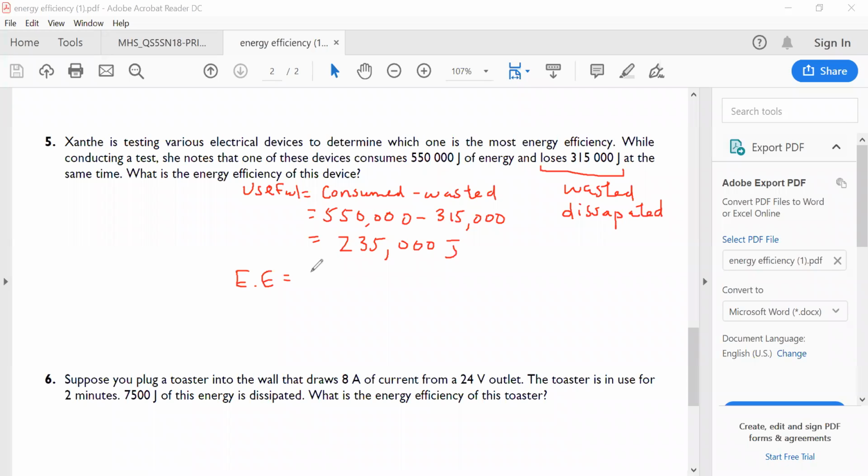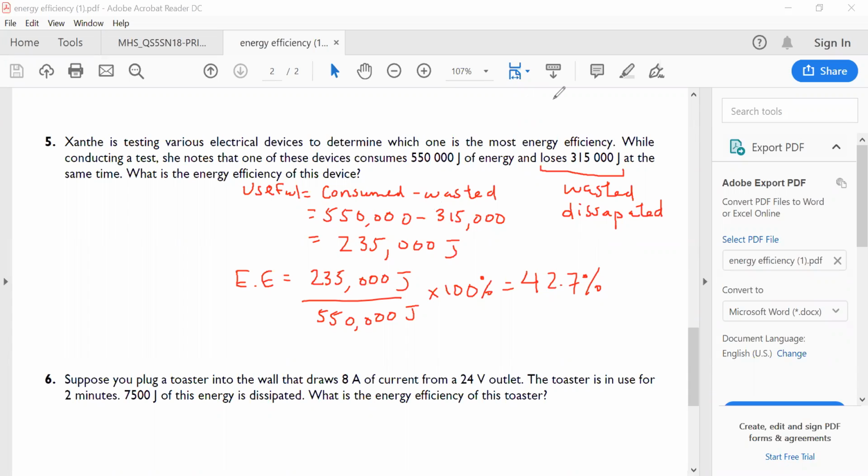Now that being said, I'm going to take energy efficiency and solve for it. I have my useful, which is 235,000 joules, divided by the 550,000 that was originally consumed, and I'm going to multiply it by 100. And again, just like finding your mark, this will be expressed as a percentage. So 235 divided by 550 times 100% gives me approximately 42.7% if I round it off to the nearest tenth.